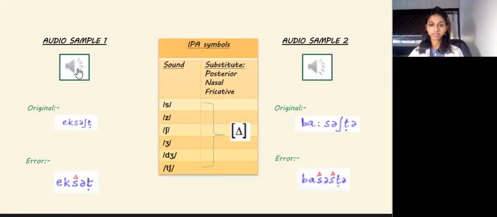Sample 1. Target word. Exert. Exert. Exert. Playing for you the second sample.